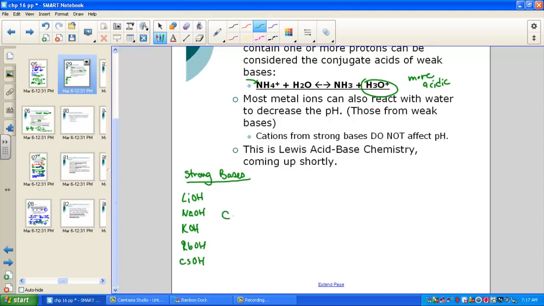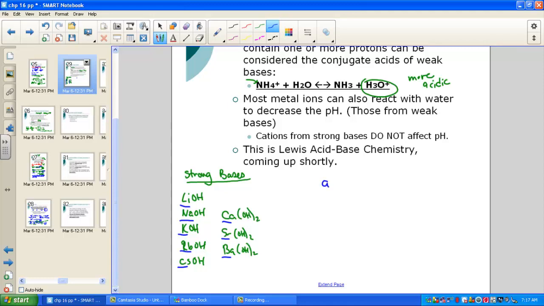Then we had some in group 2A. We said calcium hydroxide. Even though that's slightly soluble, we do consider it strong, so we can warm it up and stir it up and get it to go into water. We have strontium hydroxide and barium hydroxide. Now, these are the metals that are considered strong bases. So lithium will not affect the pH. Sodium ion, no effect on pH. Potassium, rubidium, cesium, barium, strontium, calcium, these indeed will not affect the pH.